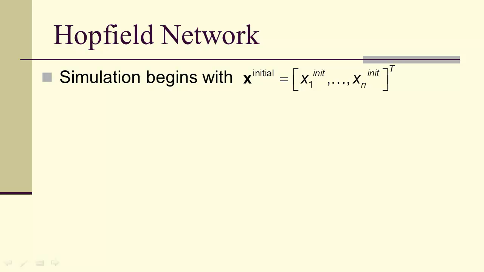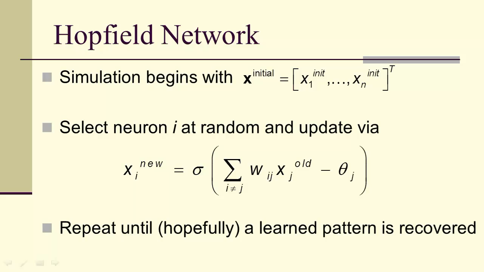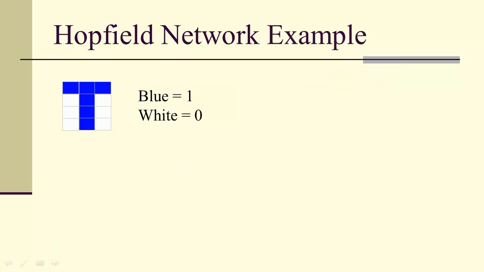A simulation begins with an initial state, after which we select a neuron at random and fire based on this firing rule. Notice here that i will not be equal to j, so the neuron is not connected to itself. And we repeat until hopefully something useful happens.